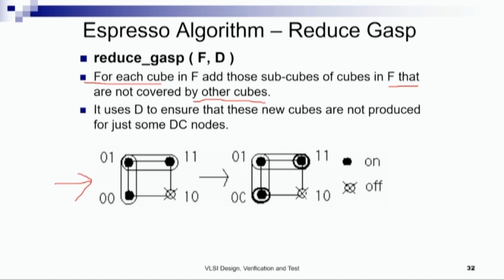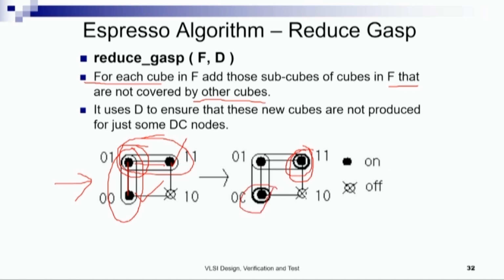So what do we do? Here we have two covers and both of them are in F. Okay. Then we add this one. This one is a node that is covered by both the cubes, this cube and this cube. However, this cube and this cube are each covered by only one cube, right? So we add this cube and this cube to F.